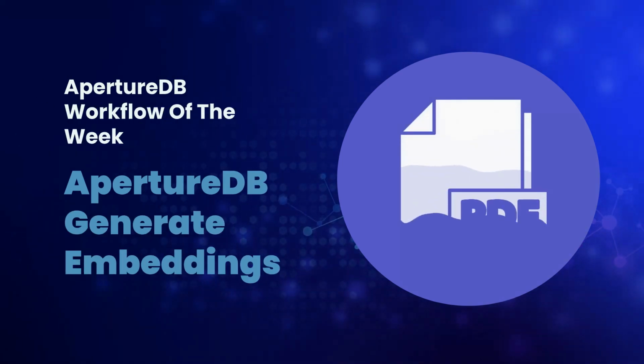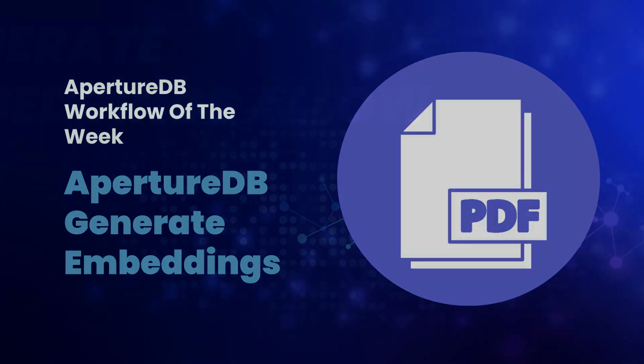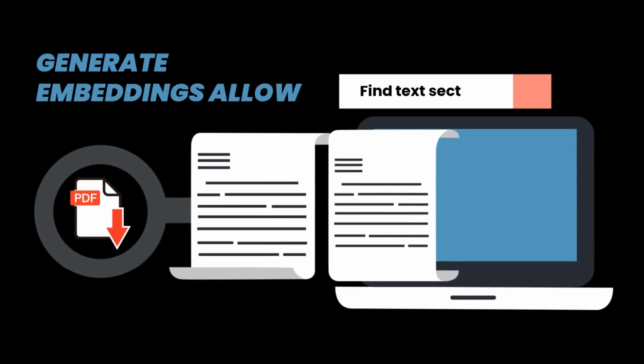Today, we're diving into a key addition to our existing workflow that supports the extraction of embeddings from PDF documents. This lets you find text sections within your PDFs that are semantically similar to a search query, perfect for powering RAG agents that answer questions using your own document repository.